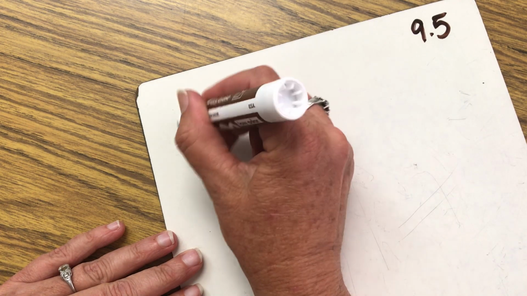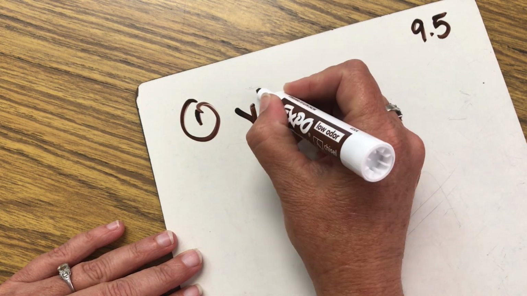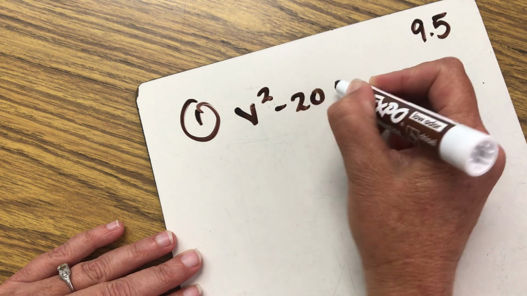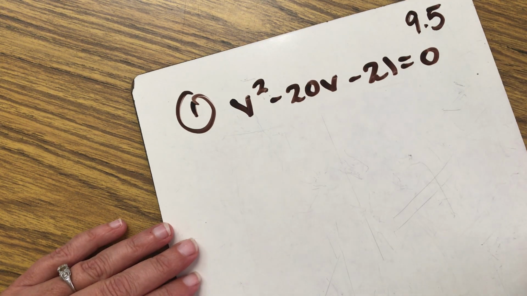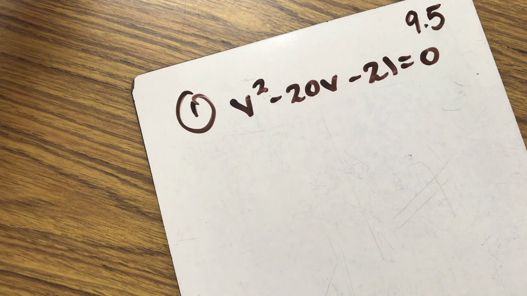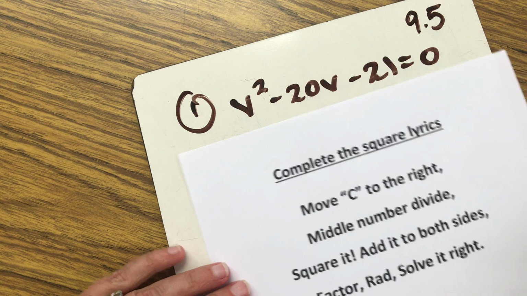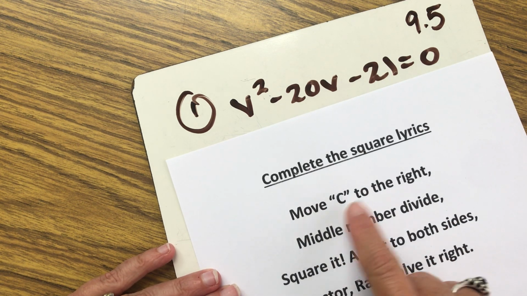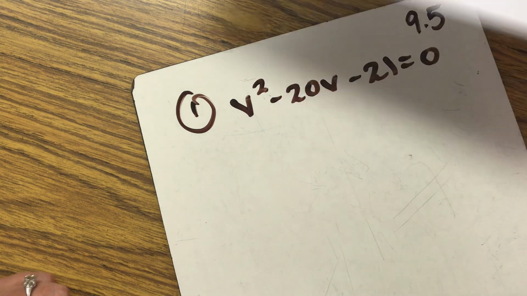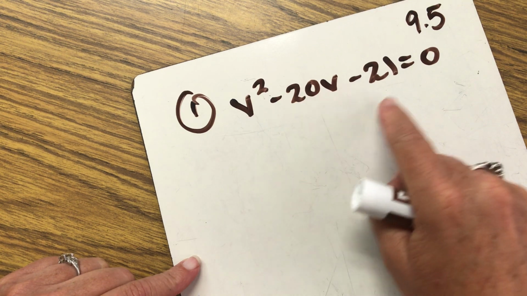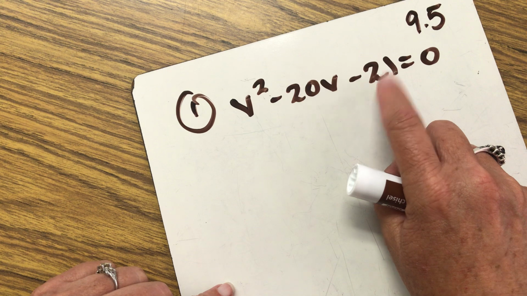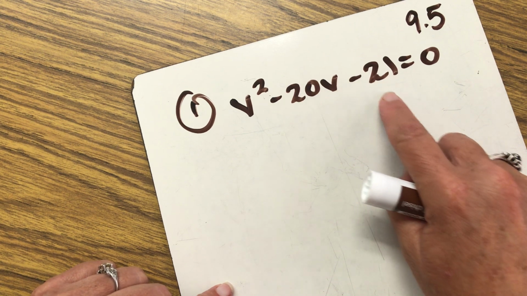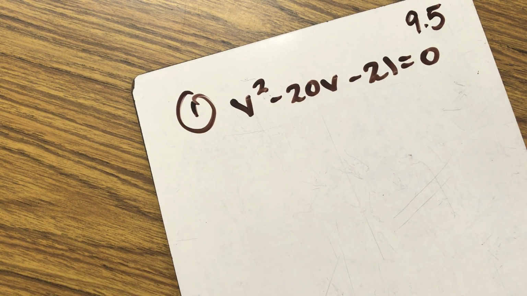Question number 1. So write that down. v squared minus 20v minus 21 equals 0. We just talked about the song, so let's look at the steps. The first step says move C to the right. This is A, B, and C. The last term, that constant, is your C. We need to move it to the other side.